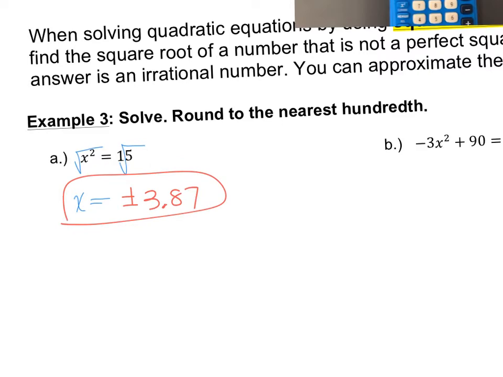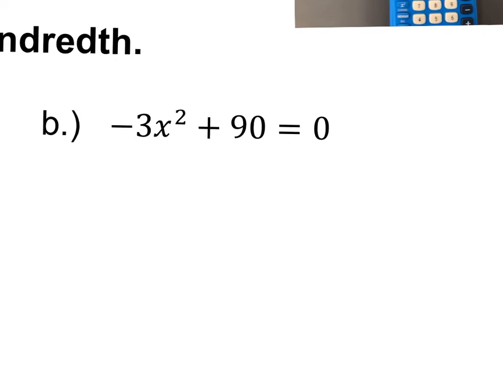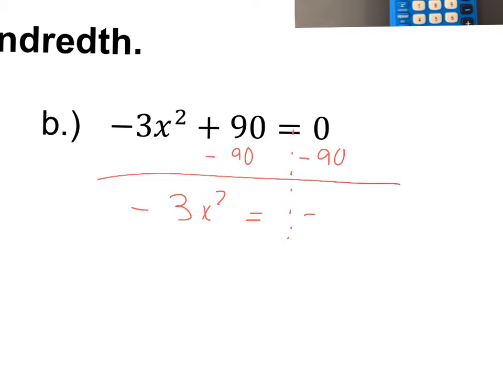Cool. Next one. All right. We are trying to find the answer, and so we're isolating x. In order to get x by itself, what would be the first thing that you would want to do? Subtract 90 from both sides. Remember, you're undoing what's being done in inverse order. You get negative 3x squared is equal to negative 90.